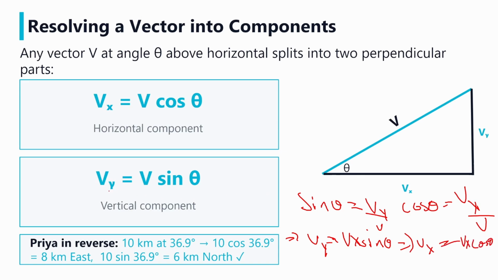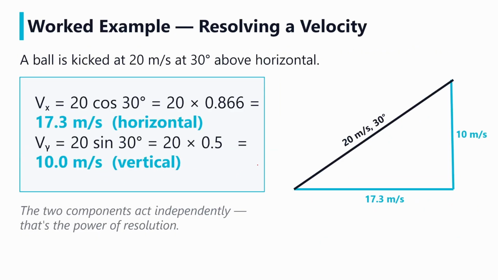Very complicated looking formula, but it's very simple to derive and use. Alright, so let's use an example, right? So we have to resolve a velocity. A ball is kicked 20 meters per second at 30 degrees above the horizontal, right? So we have to find the components.